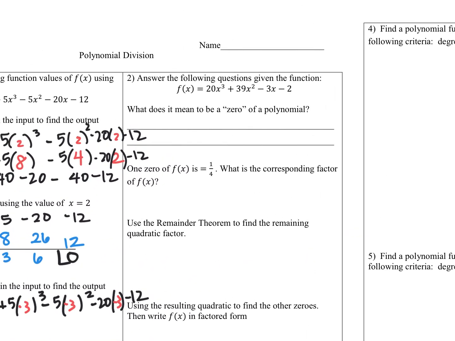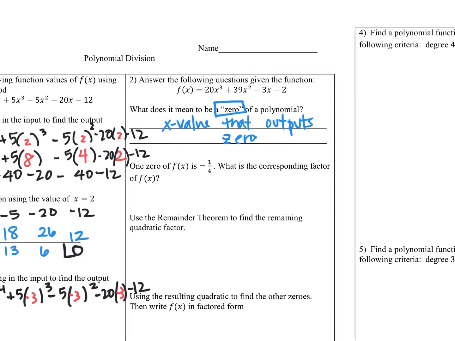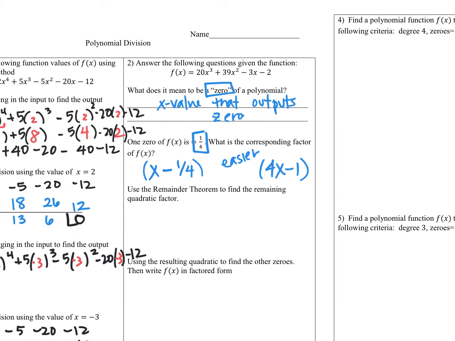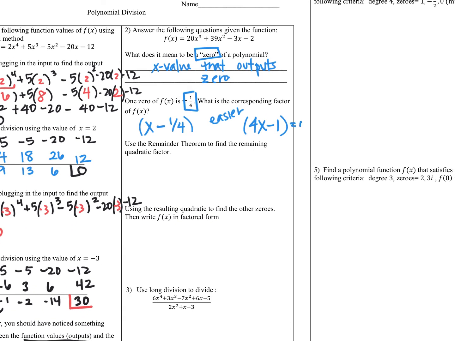What does it mean to be a 0 of a polynomial? Well, it's an x value that gets us 0. So if we know that 1/4 is a 0, we could write x minus 1/4. But sometimes a little easier would be 4x minus 1. Again, thinking about where that 0 comes from when you solve the equation. When you set it equal to 0, you add 1, divide by 4. That's one thing to keep in mind when we're working with our fractions.